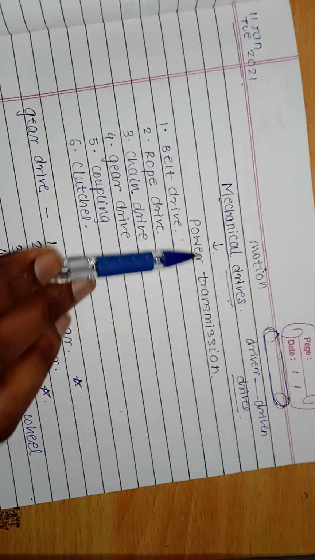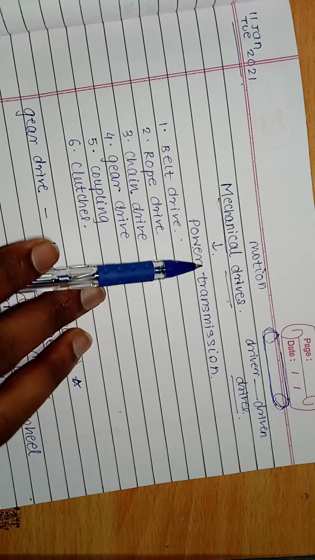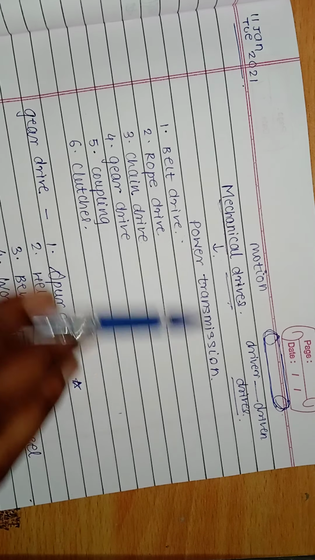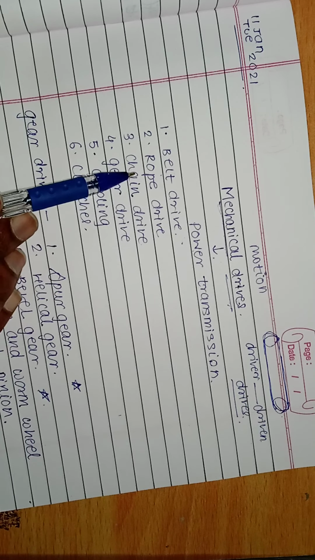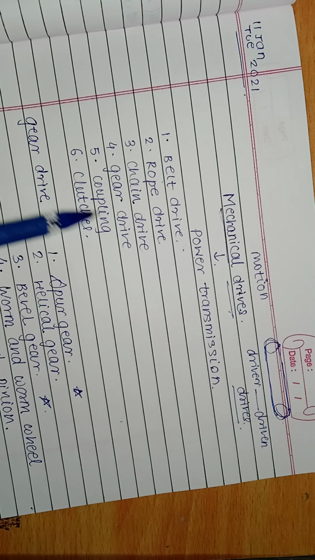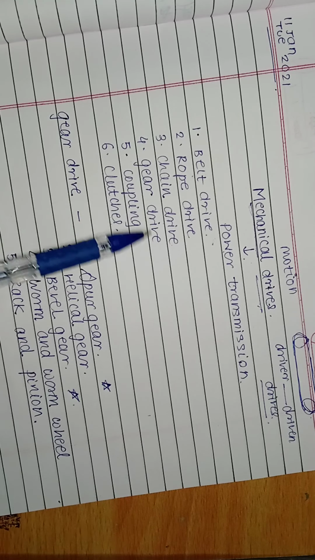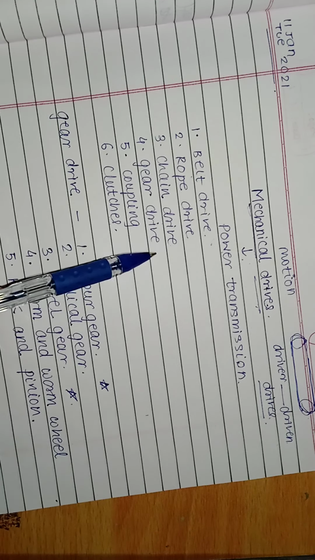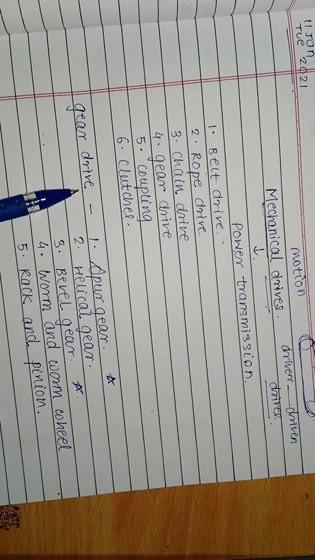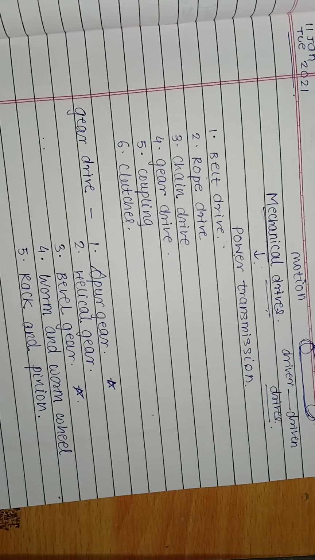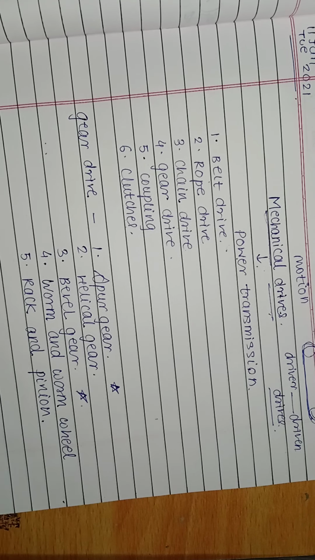Mechanical drives mean power transmission, and power transmission is done with the help of a belt drive, rope drive, chain drive, gear drive, and couplings and clutches. In this video we are going to learn about the gear drive. So what is a gear drive? A gear drive consists of toothed gears.